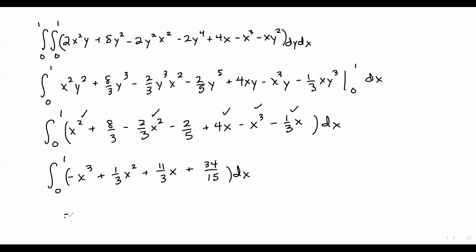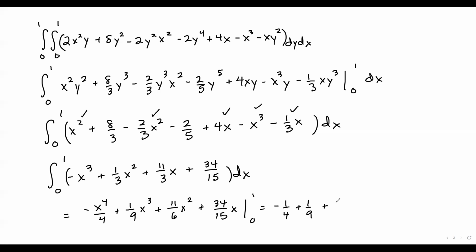And we can integrate. So we're going to get negative x to the 4th over 4 plus 1/9 x cubed, 11/6 x squared, 34/15 x. 0 to 1, we get negative 1/4 plus 1/9 plus 11/6 plus 34/15.